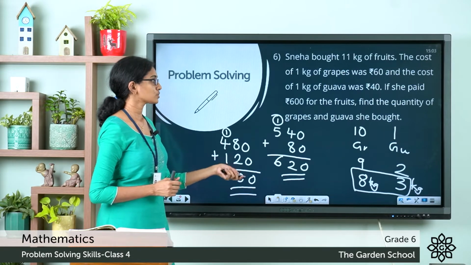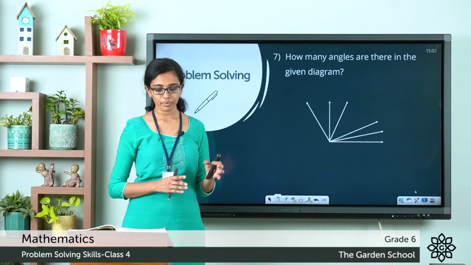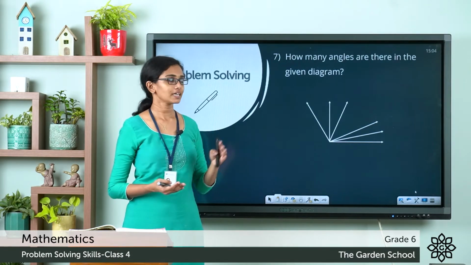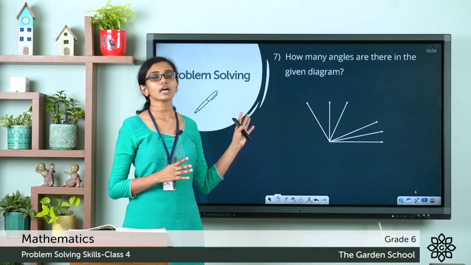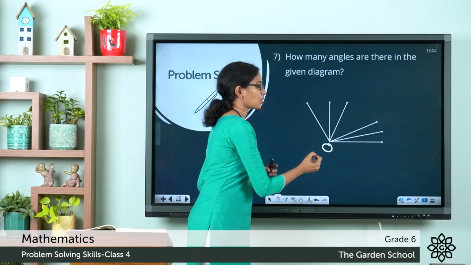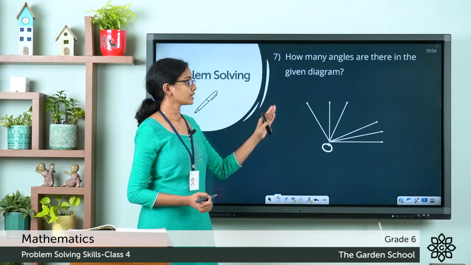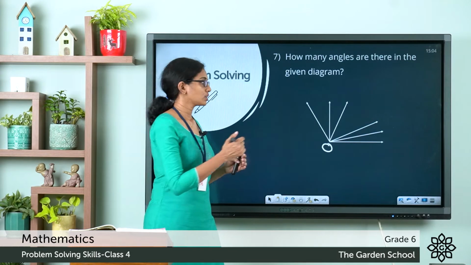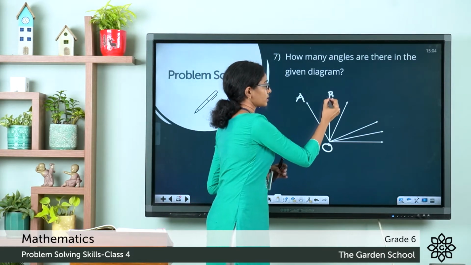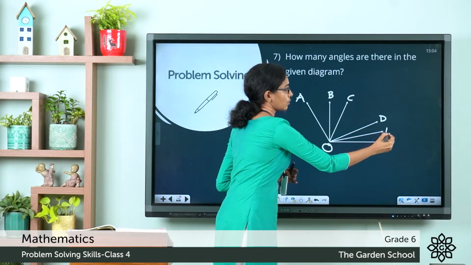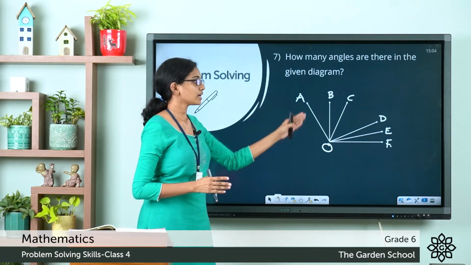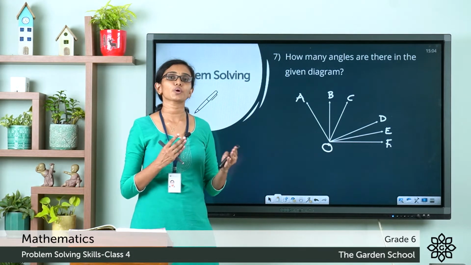Question number 7. So here the question is to find out how many angles are there in the given diagram. For solving this question easily, let's first give a name to the vertex and the arms of the angles shown here. So here I am going to name this vertex as vertex O. Now I am going to name each of the arms shown here. So let this be A, so that this arm is OA, this is OB, OC, OD, OE and OF. Now you can easily name the angles given here and find out the total number of angles.